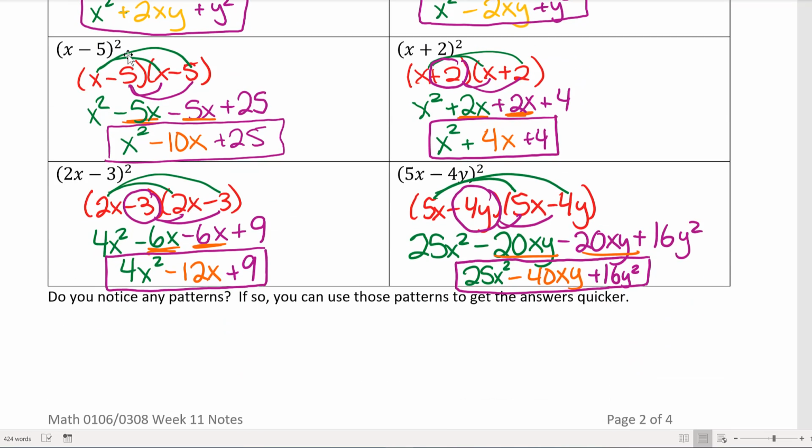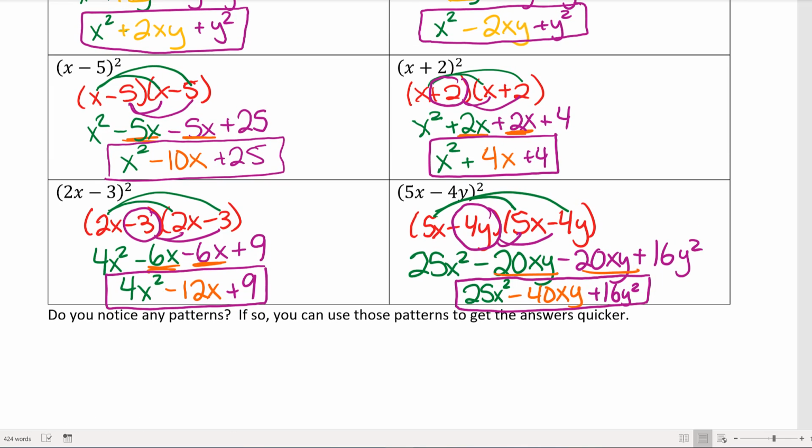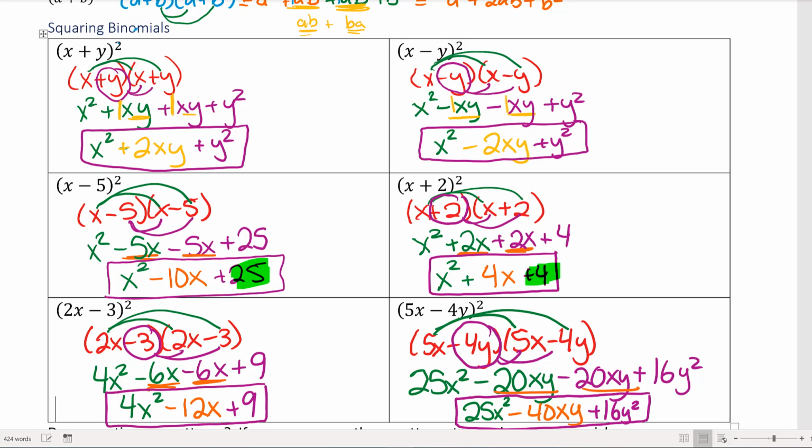Alright, so now I just want you to notice that there have been a lot of patterns here. If you notice any of those patterns, you're welcome to use them to get the answers quicker. Some people may have noticed that the first term is always a square. 4 is a perfect square, 25 is a perfect square, x squared is a perfect square. Another thing people might have noticed is the last term: 25, 4, 9, 16y squared. Those are also perfect squares. So that might also help you get to your answers a little quicker.